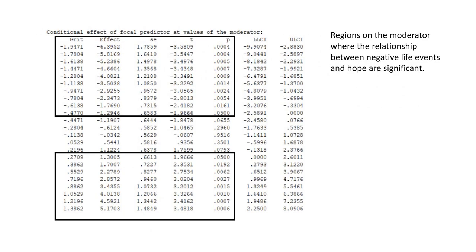Furthermore, you see, using the Johnson-Neyman output, the ranges on the grit variable where the relationship between negative life events and hope were statistically significant.